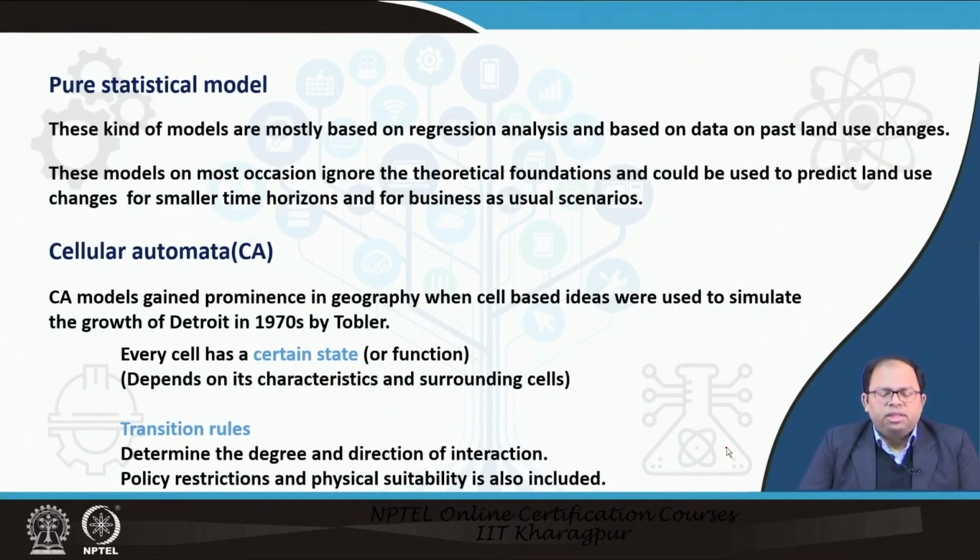So it considers policy restrictions. For example, if an area is already designated as an industrial area, we cannot locate a residence in that particular area. Or physical suitability could be like, it's an area which has got a lot of slope. I cannot put my house in that particular area because it's difficult to construct on land which is prone to landslides because of the slope. So physical restrictions and physical suitability are also included in this kind of transition rules.